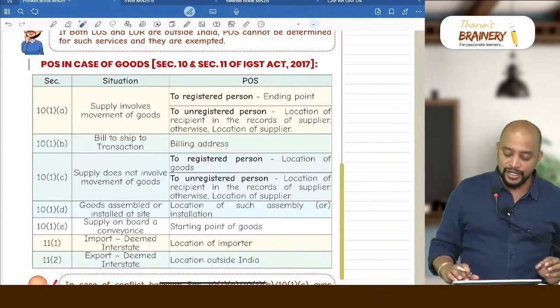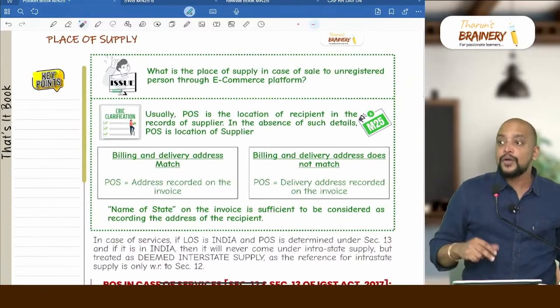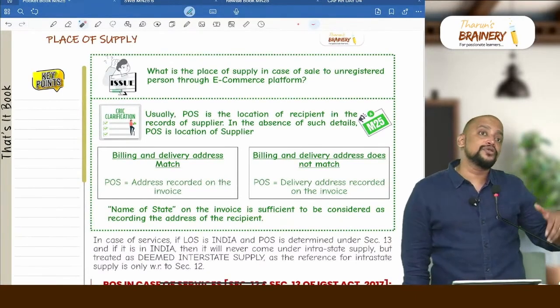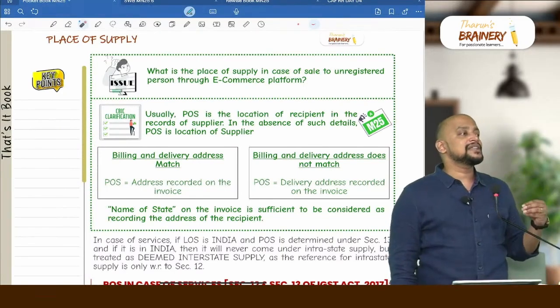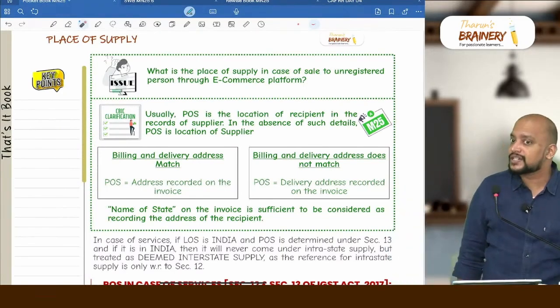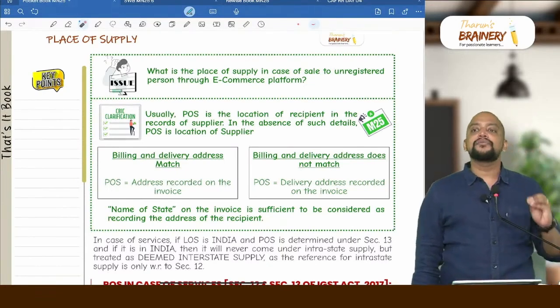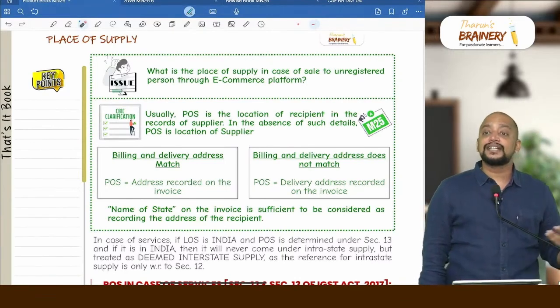There is one confusion because of one circular. There is one circular that has been given on what should be taken as the place of supply in case of sale of goods through e-commerce platform to an unregistered person. Whenever there is sale of goods to an unregistered person through e-commerce platform, then definitely 10(1)(b) should not be applied. That you keep in mind, even though there is a different address.